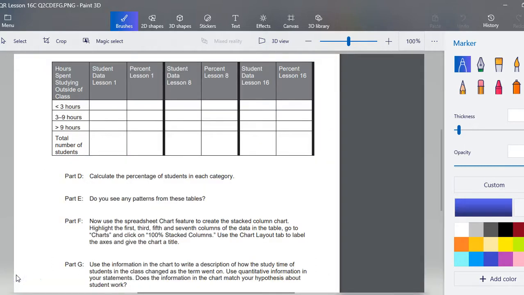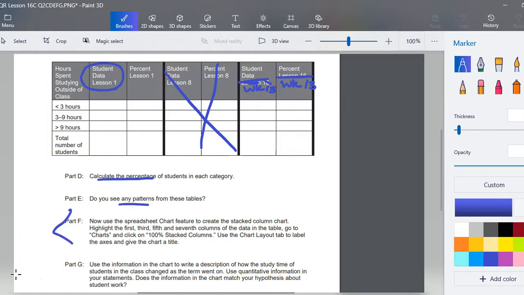So this is what I did. Ours would be from week 1. I don't have lesson 8, but I have week 13 and the percent at week 13. So I did make this chart. It asks us to calculate percentages. Do you see any patterns?